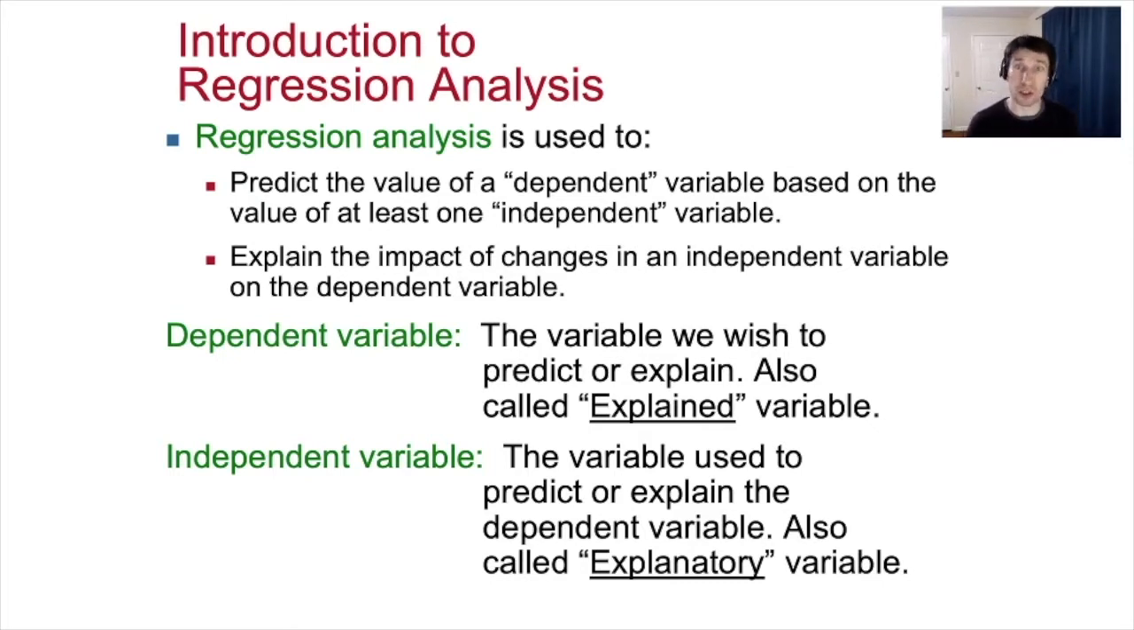my prospects for selling? So these are two key terms that you need to really be familiar with: the dependent variable and the independent variable. Dependent variable is the one we wish to predict or explain. Therefore, as I said, we also call it the explained variable. And the independent variable is the one that we use to predict or explain the dependent variable, also called explanatory.